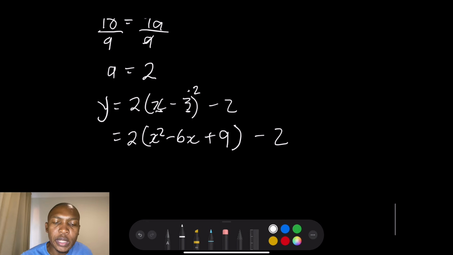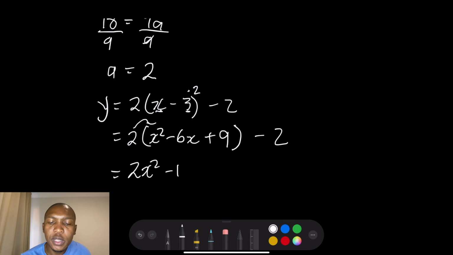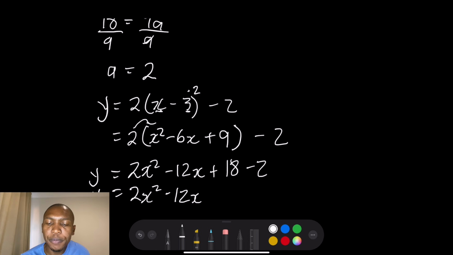And then all that you simply do, we're going to multiply 2 inside our bracket, so this is going to be 2x squared minus 12x plus 18 minus 2, and you can see that we've got like terms there. So that will be 2x squared minus 12x plus 16. And that is how you tackle it.